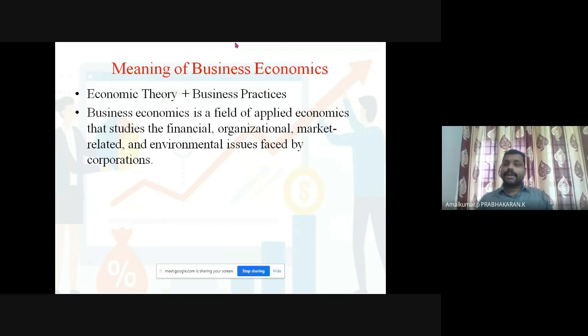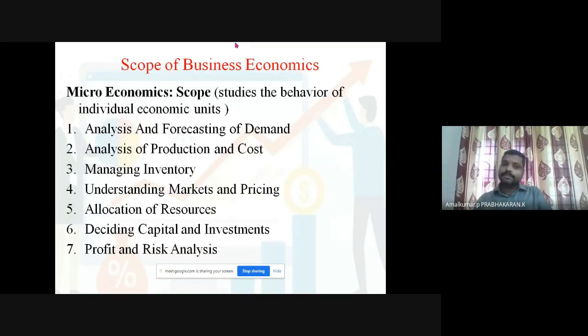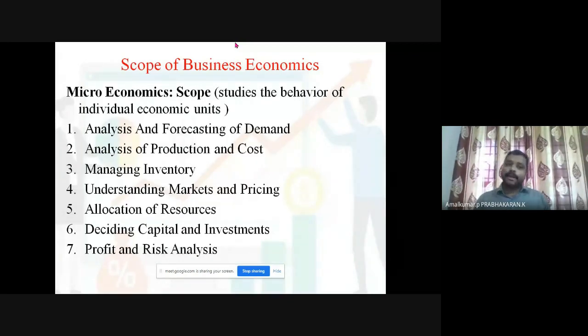It is an application-oriented economics that studies the financial, organizational, market related and environmental issues faced by corporates, an organization or a company. This is what business economics deals with. So business economics is the application of economic theory for the sake of business practices. That is business economics.